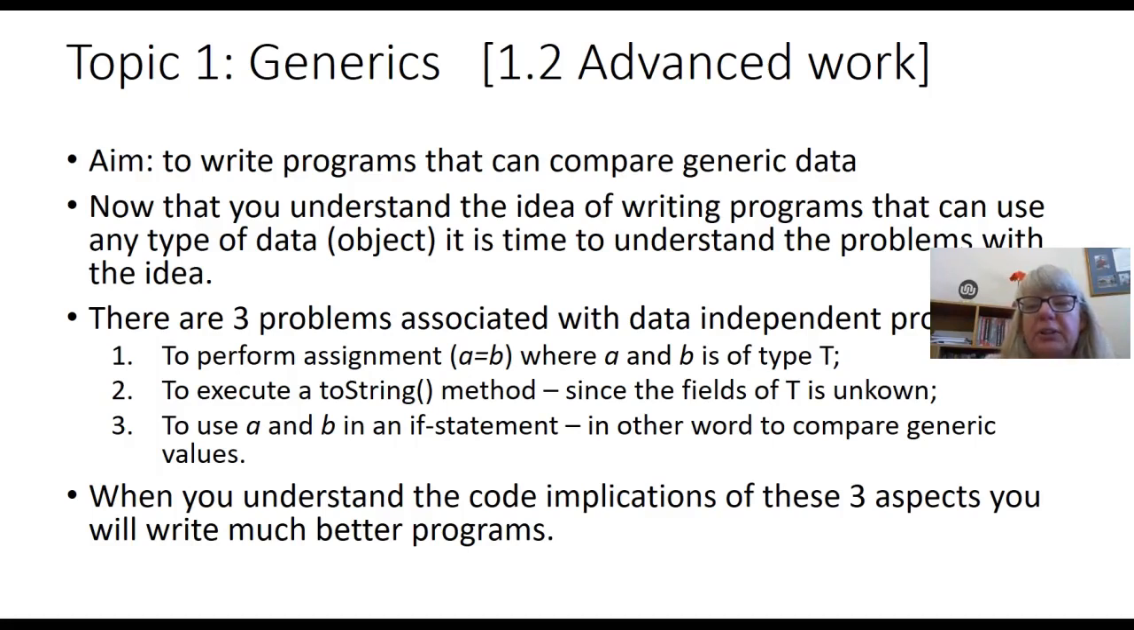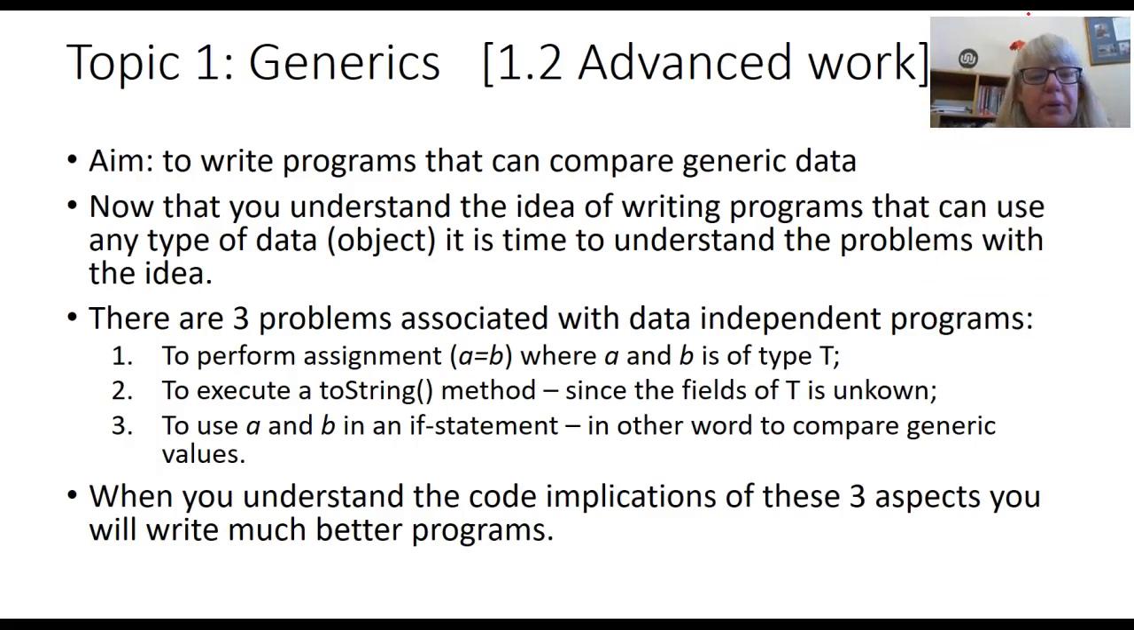associated with this process of writing independent programs. The first one is when we assign A equals B, when A is of type T. We will talk about this just now. The other one is to execute the toString method. And the third one is if we compare two objects of type T in an if statement, then we have a problem. But we will tackle all of these one at a time. The better you understand one before you go on to the next one, the bigger your probability of understanding it very well.